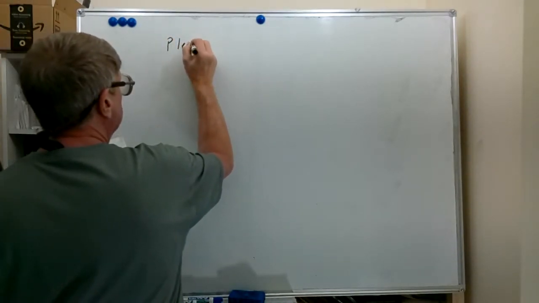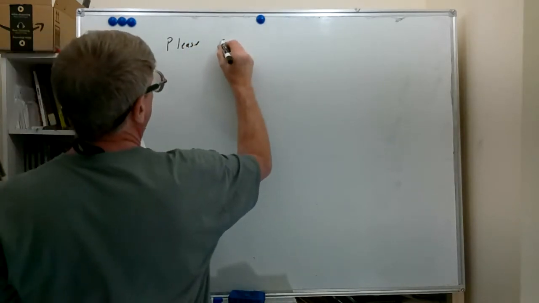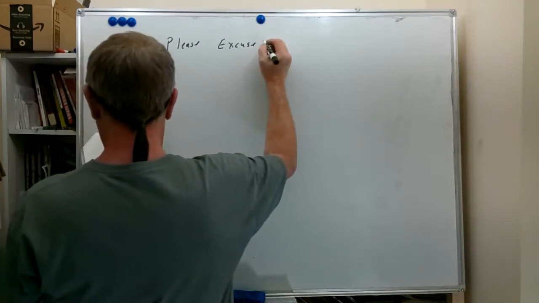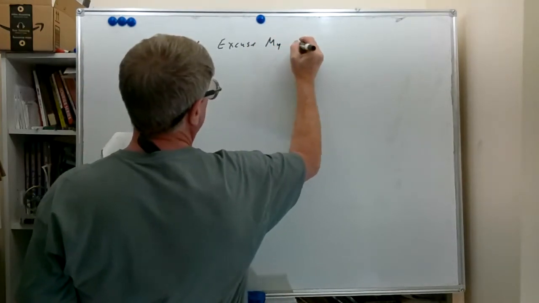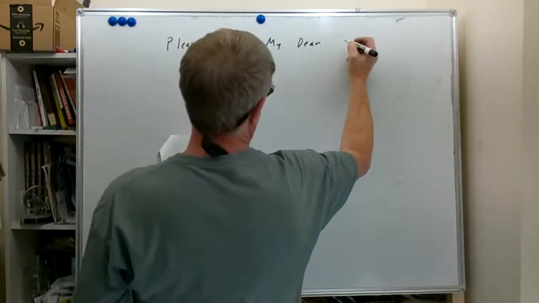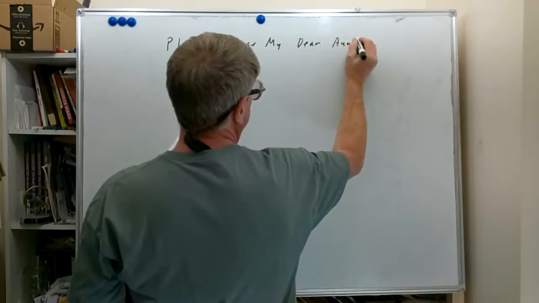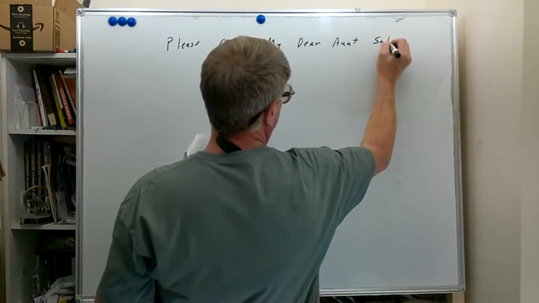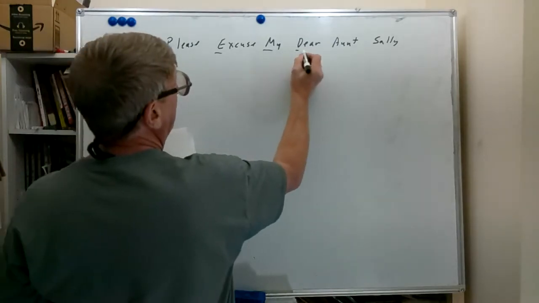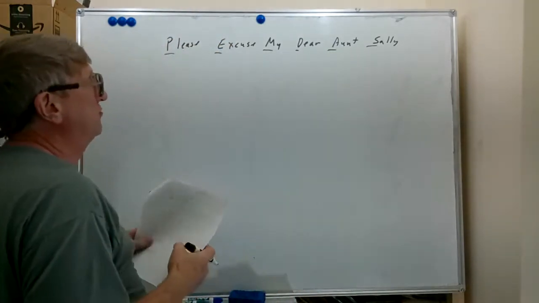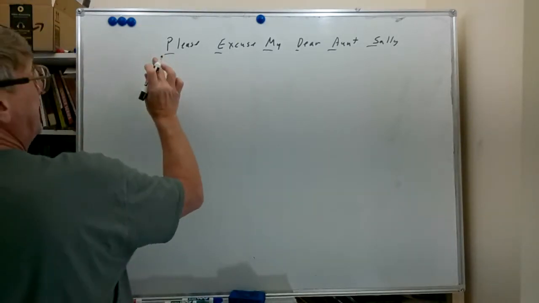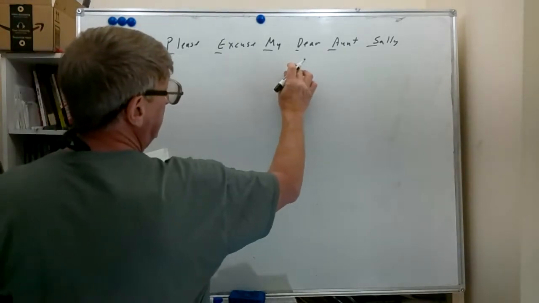Please excuse my dear Aunt Sally. And you notice I've capitalized these first letters of each word. Please excuse my dear Aunt Sally, or some people say dear Aunt Sally. But that's to remember the P, E, M, D, A, and S.